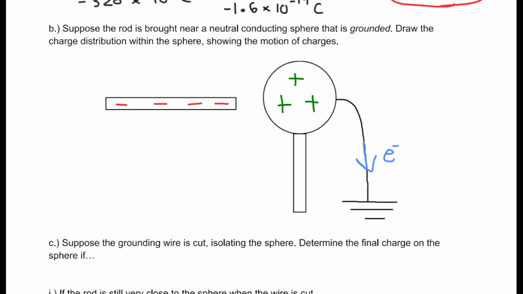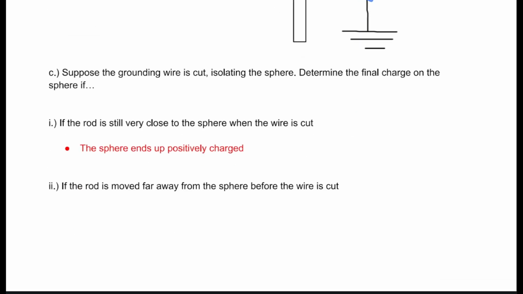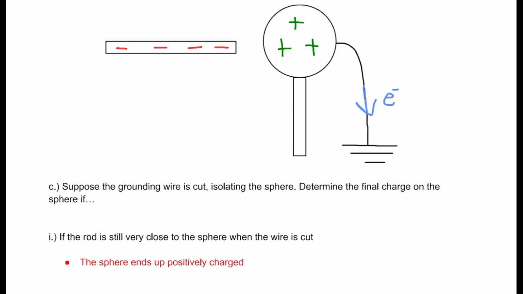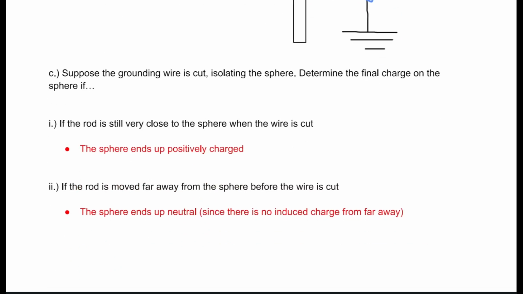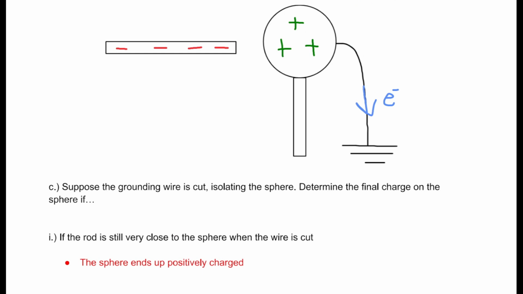But if instead I move the rod very, very far away, the sphere doesn't feel the influence of the rod anymore. So then the electrons would come back to neutralize the net positive charge on the sphere. So the sphere would end up neutral if we just removed the rod beforehand. It would be like the rod was never there in the first place. So the sphere being grounded sort of erases any memory that the rod was even there if we remove it. So it ends up neutral, and it's not even polarized. It's like I just deleted the rod.